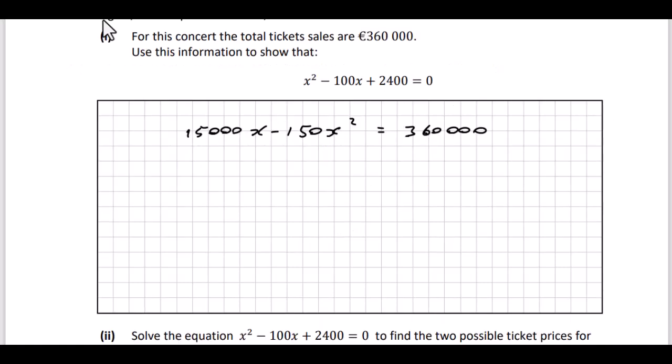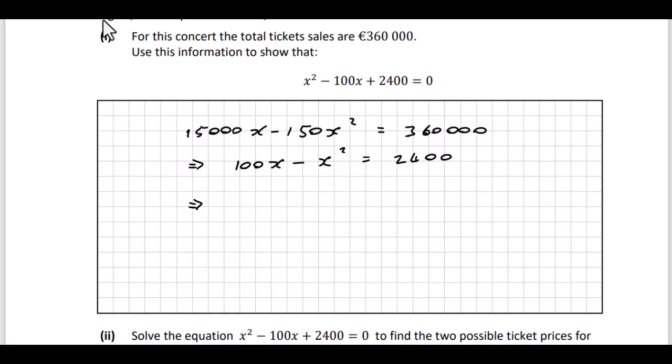We've got to mess around with that until we get this thing here. So let's do that. I'm assuming that all of these terms will divide by 150, and I think that they will. Yeah. So if you take 15,000 divide by 150, you'll get 100x. If you take 150, divide by 150, you'll get 1, so that's just x squared. If you take 360,000 and divide it by 150, you'll get 2,400. So that kind of simplifies it, and it gives us the numbers that we need in our question.